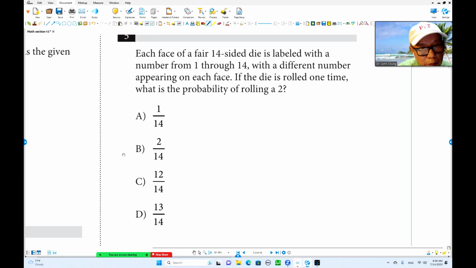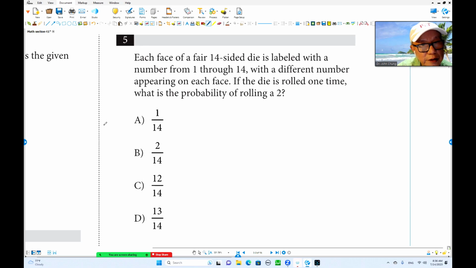Two possible values of x, but we have only one choice here, positive. Number 5. Each face is a pair of 14-sided die, very special die, right? There are 14 numbers there, but usually the regular die has 6 numbers, 1 to 6, right? This is 1 up to 14, right?